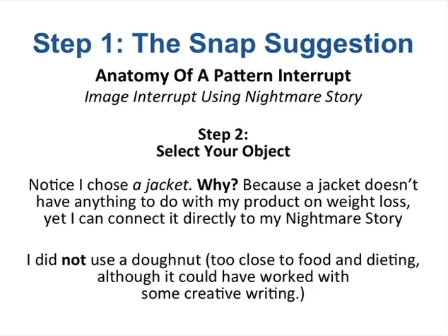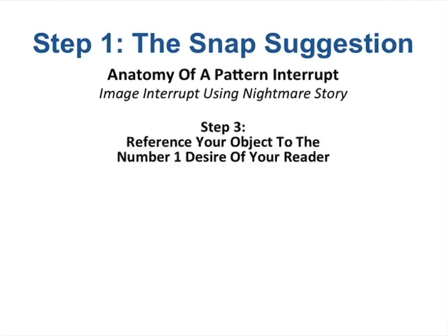So a donut, maybe a little too close. Although a donut on a diet site is a tad shocking. So with creative writing, it would have worked. So that's step 2, to select the object. And then step 3 is to reference your object to the number 1 desire of your reader. Okay? Reference the object to the number 1 desire of your reader.